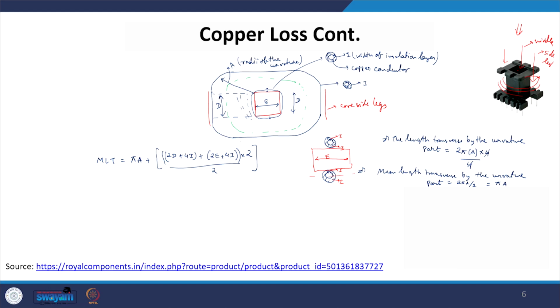You can define this value of mean length per turn for the E type of cores which are housed in this kind of bobbins. Similarly, for different kinds of core, like for PQ core, you can define the mean length per turn. So like this, one can define mean length per turn for that particular core size.